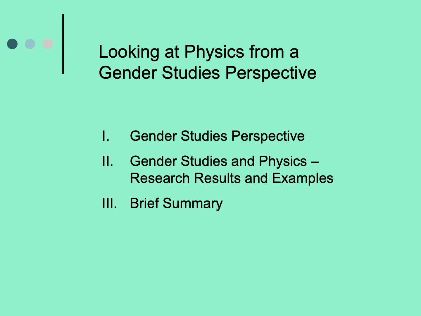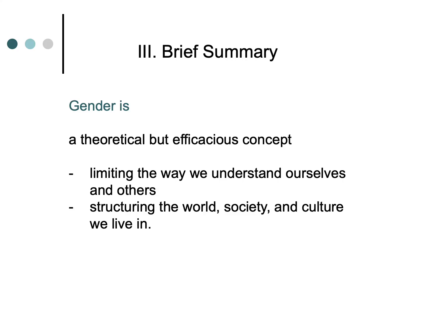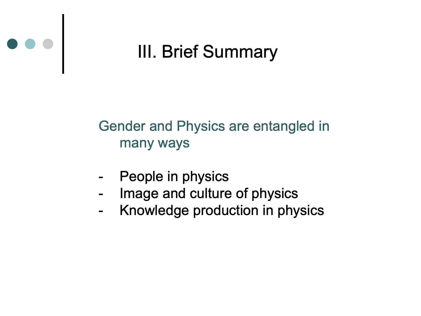And now let's come to a brief summary. Gender is a complex theoretical but efficacious concept, limiting the way we understand ourselves and others, and structuring the world, society and culture we live in. Gender and physics are entangled in many ways. We can look at the people in physics, the image and culture of physics, and the knowledge production in physics.